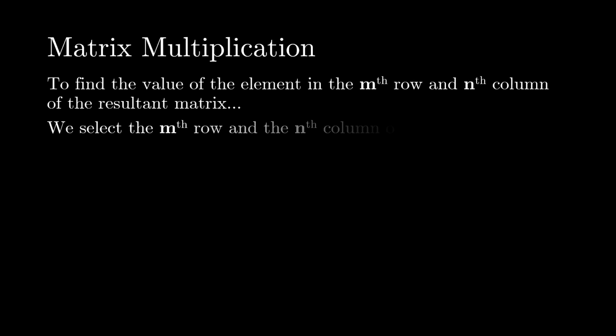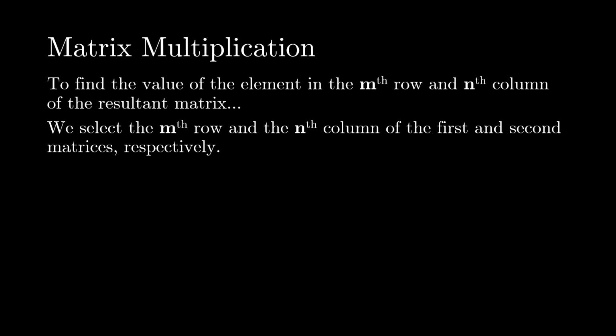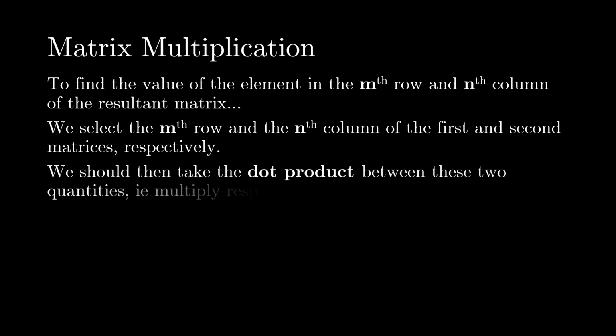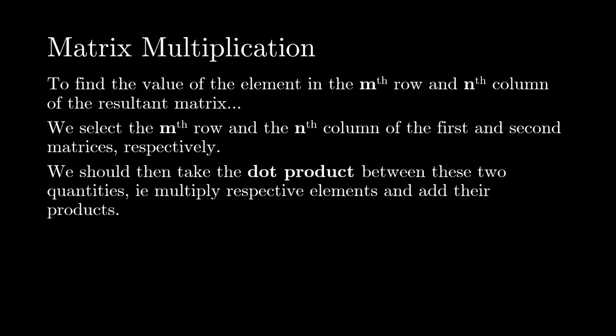When we are doing matrix multiplication, to find the value of the element in the mth row and the nth column of the resultant matrix, we select the mth row and the nth column of the first and second matrices respectively. We should then take the dot product between these two quantities, i.e. multiply respective elements and add their products.